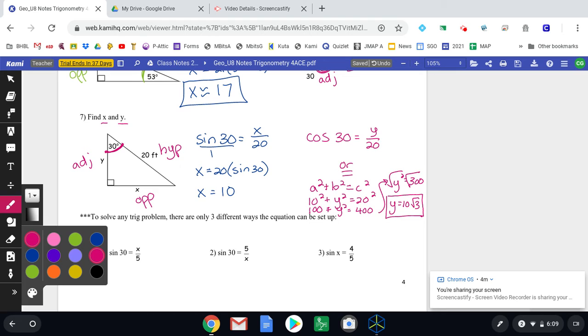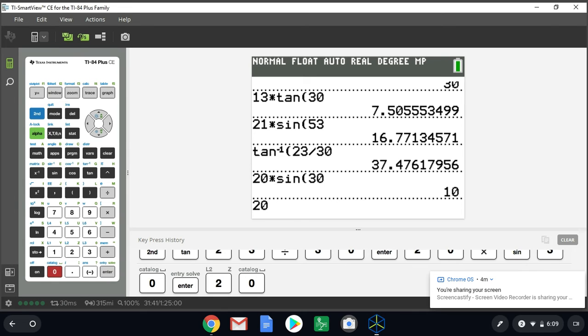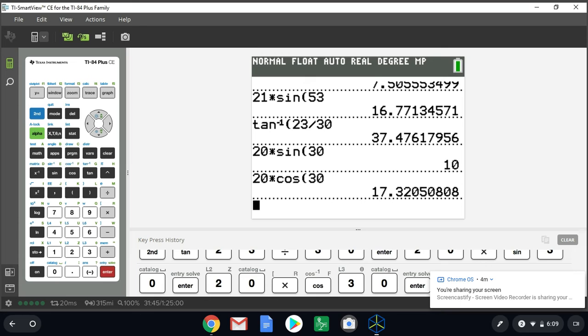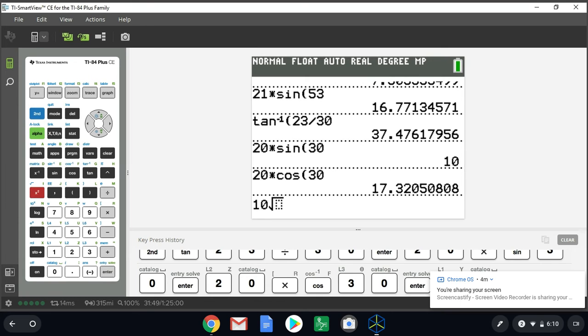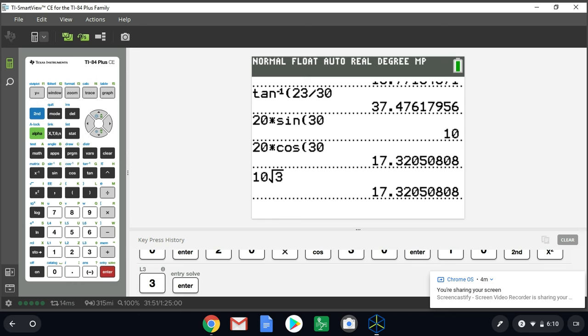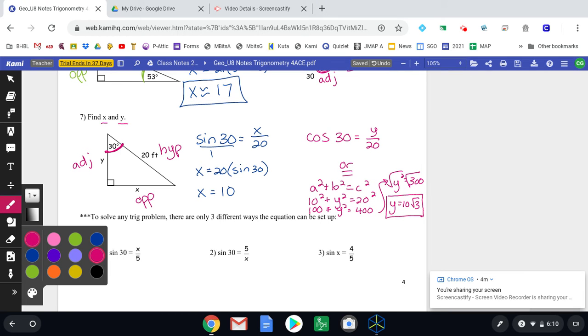10 radical 3. Okay. Or if I went over to my calculator, 20 times the cosine of 30. And if I just want to double check, 10 radical 3, same answer. Okay, so it didn't matter which way I did that there.